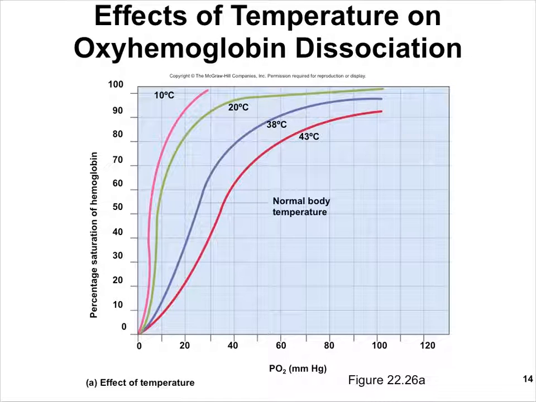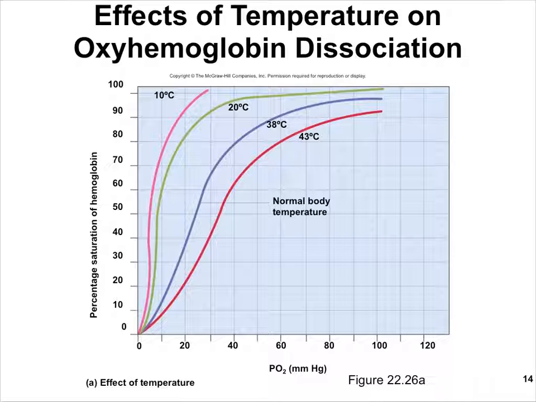How much of our oxygen have we let go of by the time we reach the tissues? Well, if you take 98 minus 78, we've dropped off about 20%. So 20% of the total oxygen carrying capacity is what we have let go of by the time we get to our deep tissue.